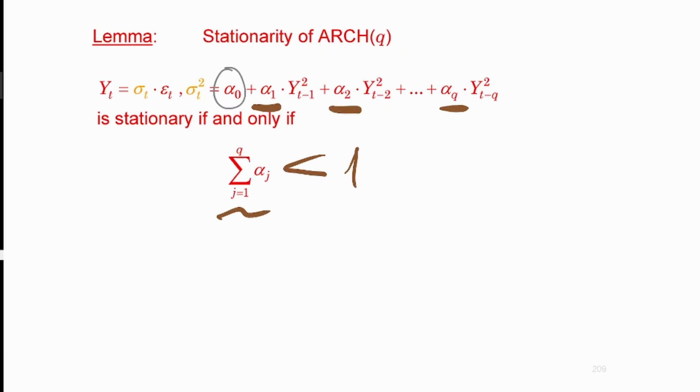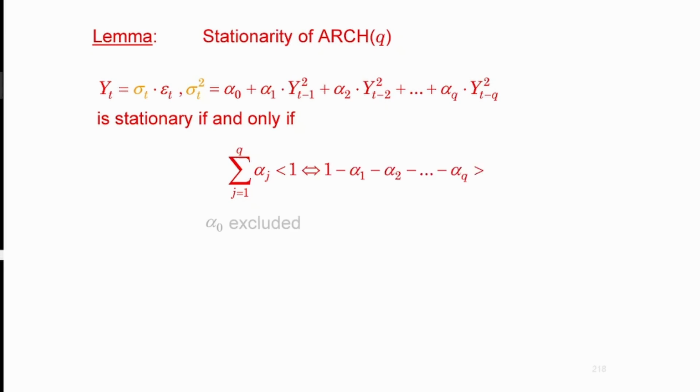Okay, so there is this condition. That is basically what we're going to look at. Now this is equivalent to saying that 1 minus the sum of these parameters is greater than 0. That's the same thing. So keep in mind, this is equal to 1 minus the sum of these alphas, and 1 minus the sum of these alphas being greater than 0 is equivalent to saying that the sum of these alphas is less than 1.